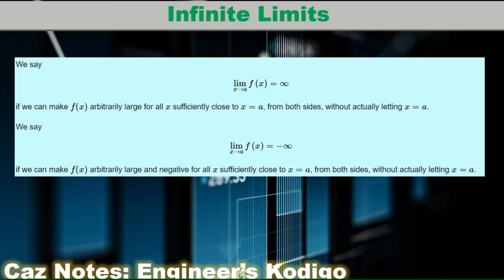And we say that the limit of the function f of x as x approaches a is equal to negative infinity if we can make the function f of x arbitrarily large and negative for all x sufficiently close to a from both sides, and without actually letting x equal a. For better understanding of this theory, it's better for us to go directly to an example.